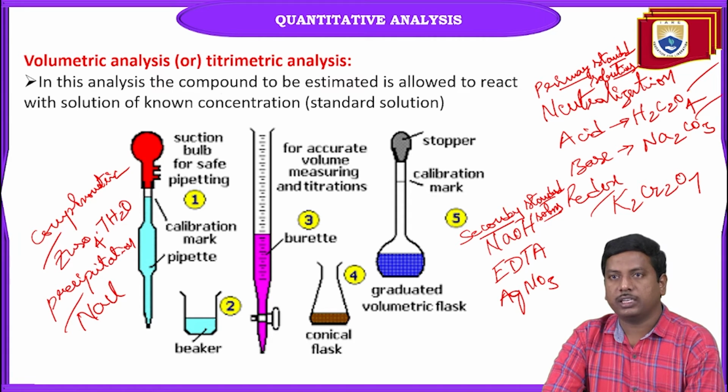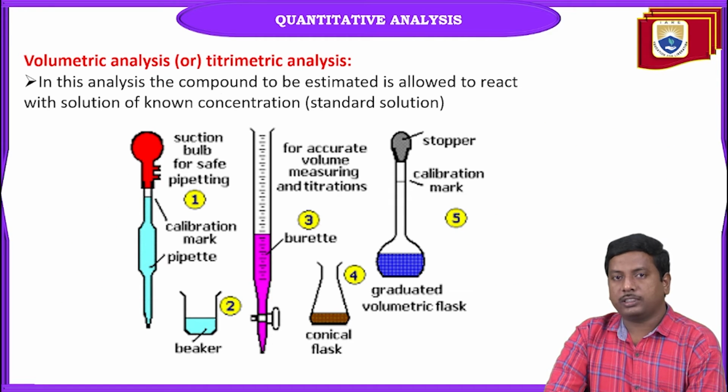Okay, so this is about the standard solution. Standard solution means a solution of known concentration or known strength. Again, these are classified into mainly two types: primary standard solutions and secondary standard solutions. Primary standard solution means the concentration of the solution does not change with respect to time, that means they are stable in the presence of the atmosphere. Whereas secondary standard solutions mean the concentration of the solution changes with respect to time, that means these solutions are unstable in the presence of the atmosphere.